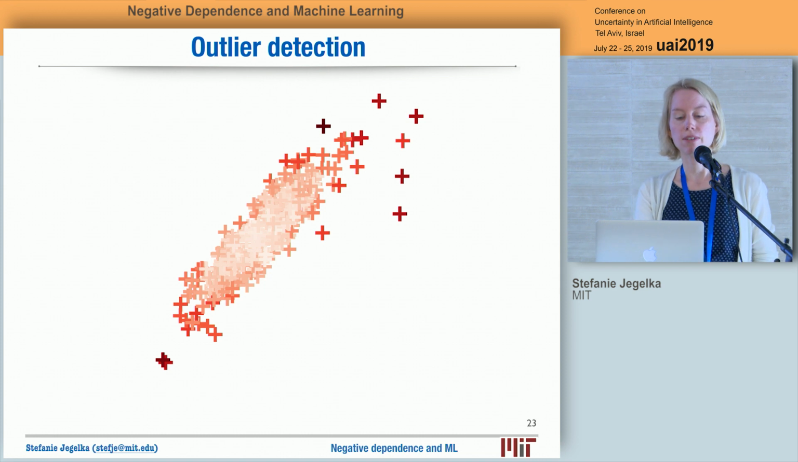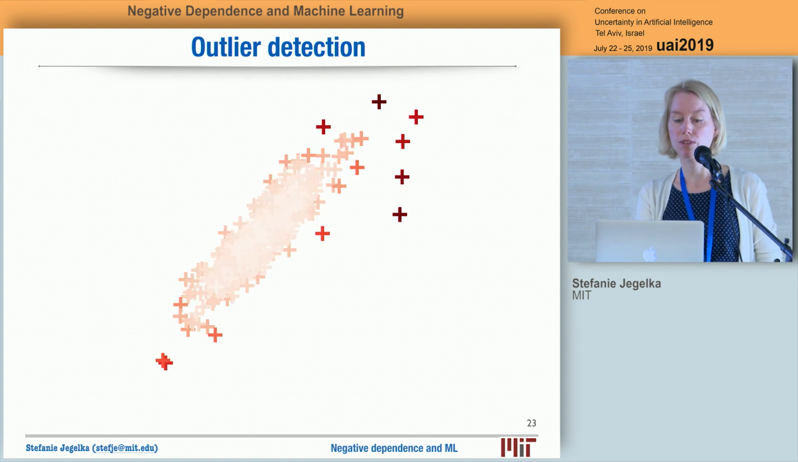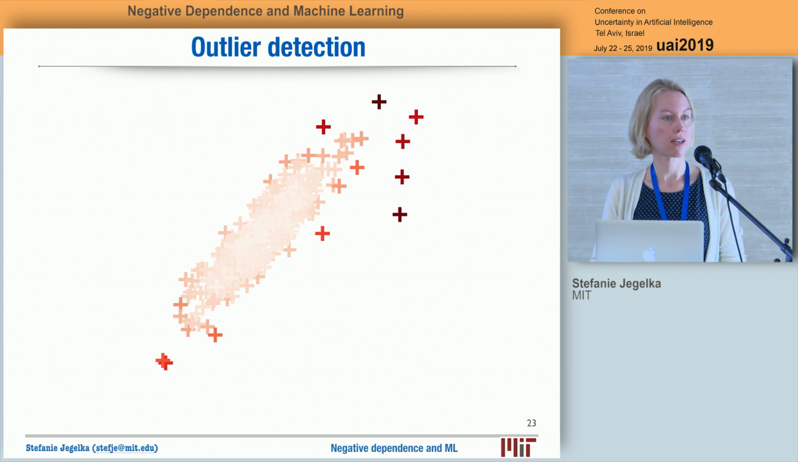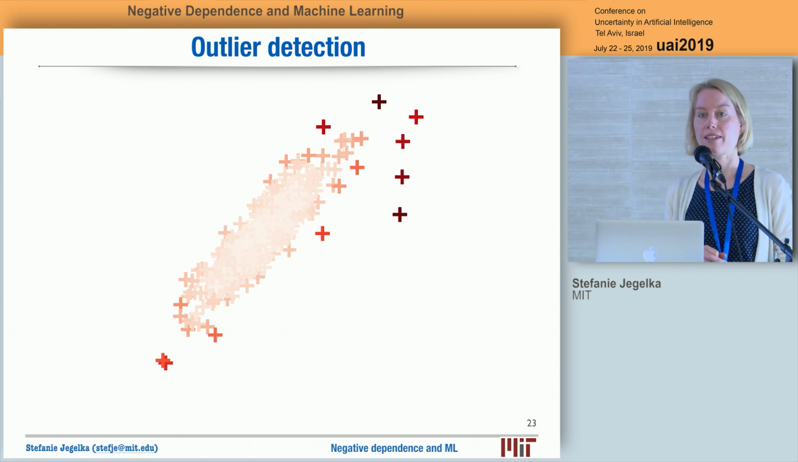So now if I had a way to take my negative dependence to the extreme, I could have an anomaly or outlier detection method based on these negative dependencies.